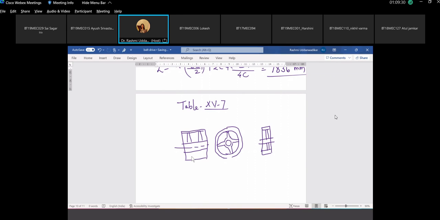Do you want me to take one problem on this pulley design? Else I was planning to go with the belt drive in the next class. Okay. Right. So next class we'll start with the pulley design for the same problem and then we'll go for the V-belt. You see, the syllabus is huge. It's so difficult to complete a problem in a one hour class.